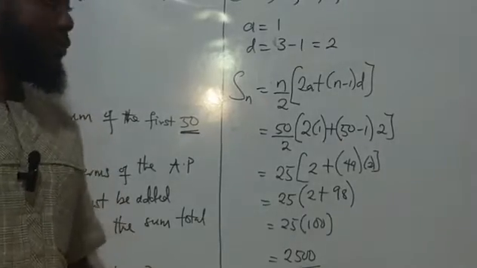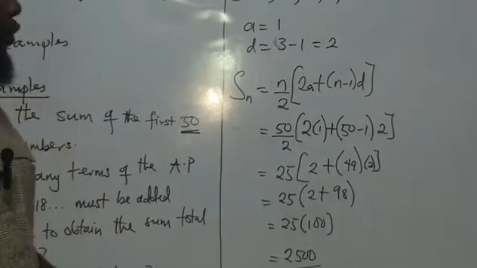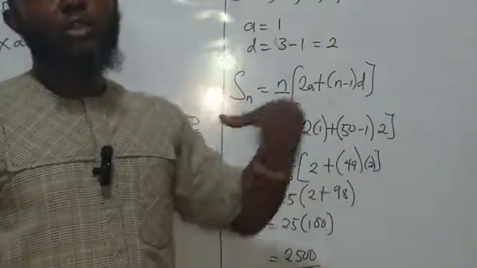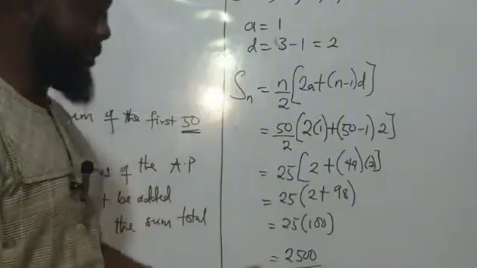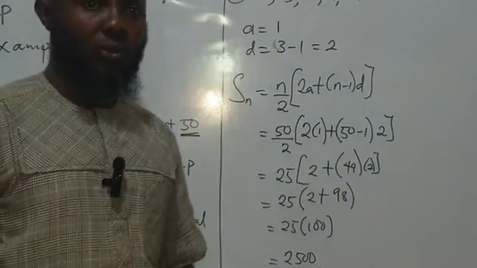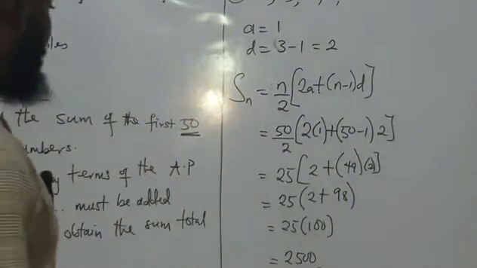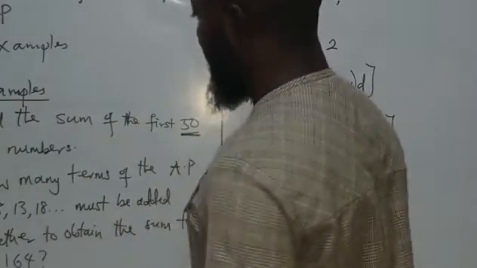2,500. So you can confirm that by listing out the odd numbers. Just continue listing until you count 50. Then add them together and see if we get the same answer or not. I hope this is very clear. That is the first example. Let's look at the second example now.